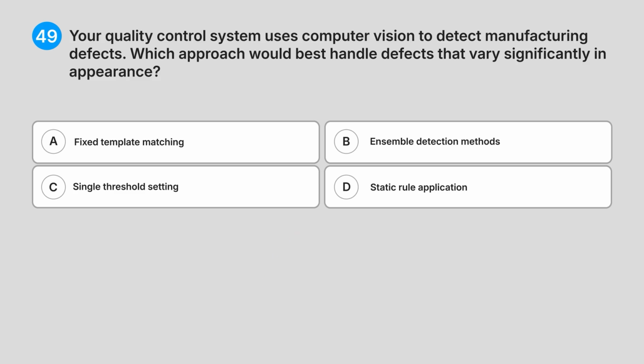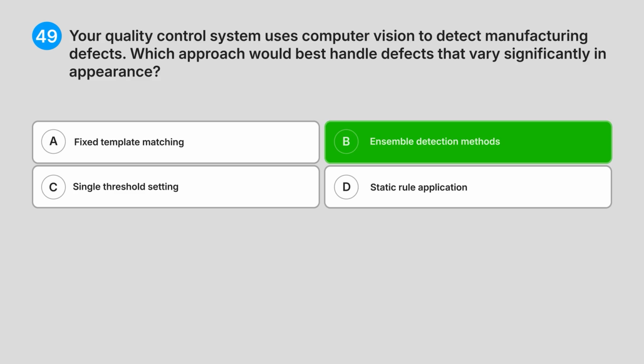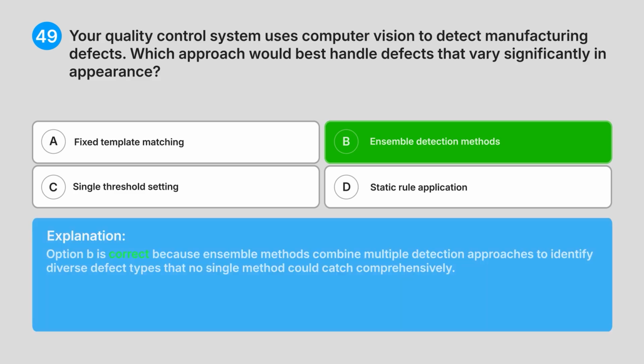Correct answer: B. Ensemble detection methods. Explanation: Option B is correct because ensemble methods combine multiple detection approaches to identify diverse defect types that no single method could catch comprehensively.